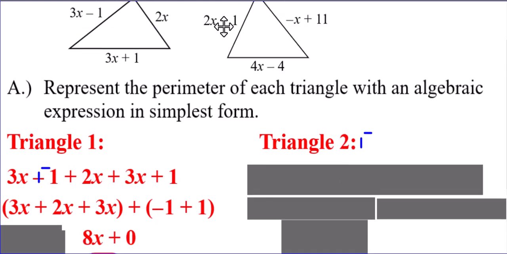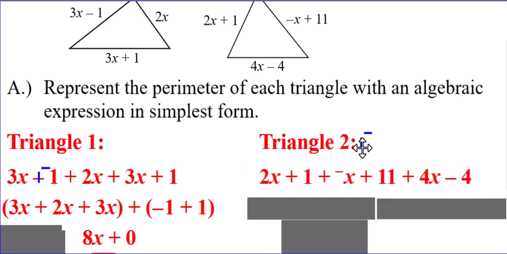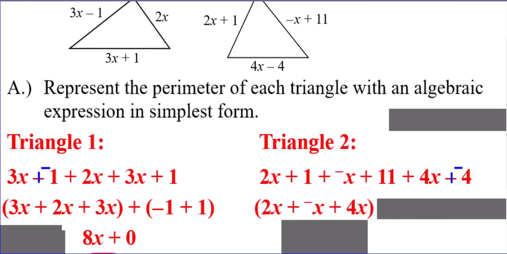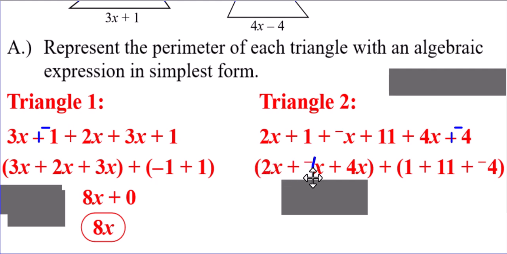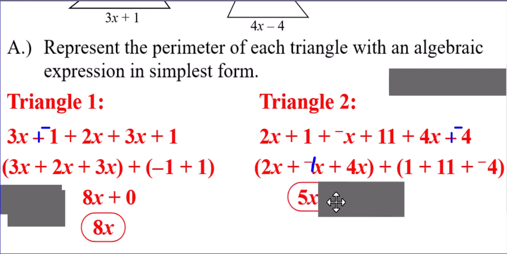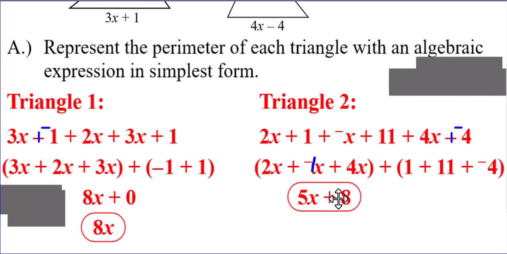All right, what about triangle 2? You're going to take its three sides, add them together. You're going to make subtraction become adding the opposite. Then you will group the x's together. And I apologize, but there's one more thing I should have done here. Negative x, make it negative 1x, so that way you can eventually add it to the other coefficients of 2 and 4. Now, we got three constants: the 1, the 11, the negative 4. 2x, negative 1x, and 4x is going to give you 5x. 1 and 11 is 12. Take away 4 is 8. That cannot simplify. Do not make that 13x. The 8 does not have x. Not like terms.